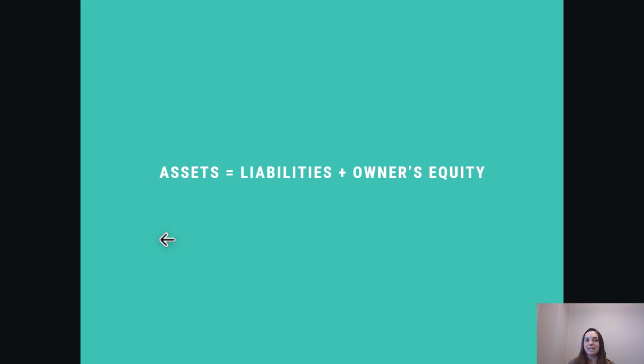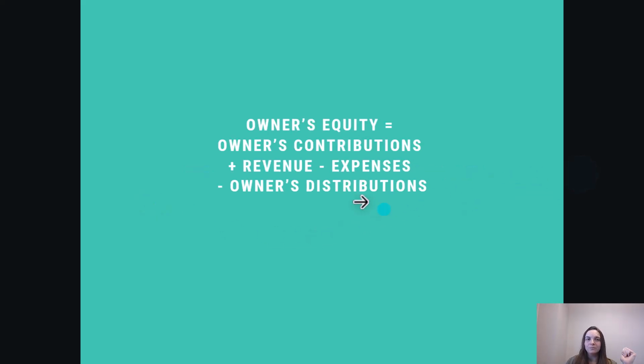I'm going to show you here in a minute, but it's kind of an estimate of what you would get if you closed down the business and dissolved it. That's how I like to describe owner's equity. But owner's equity actually has an equation, and it is a little bit complex. Owner's equity has a lot of different types of sub accounts that go into it. So we start with owner's contributions.